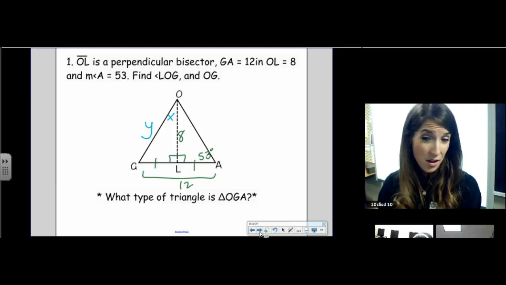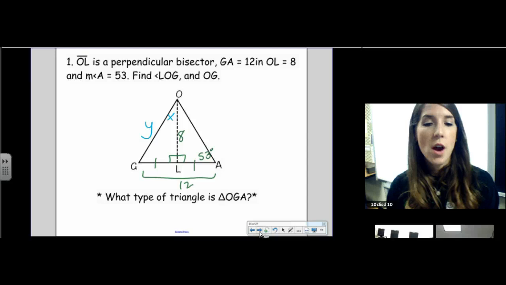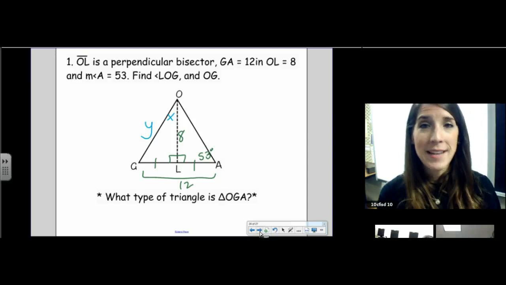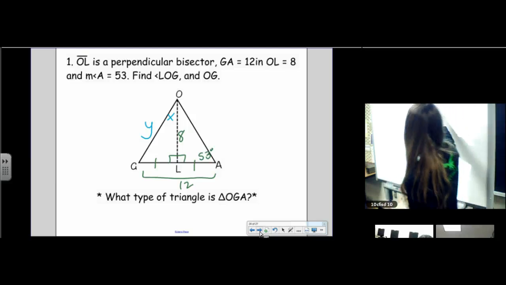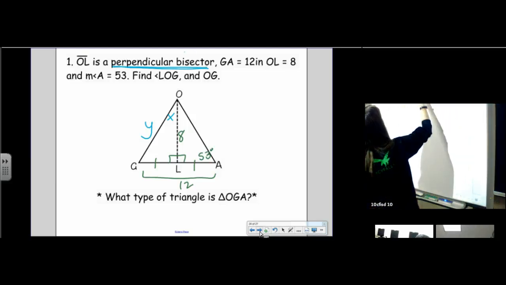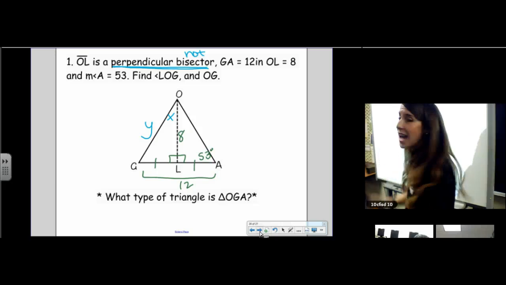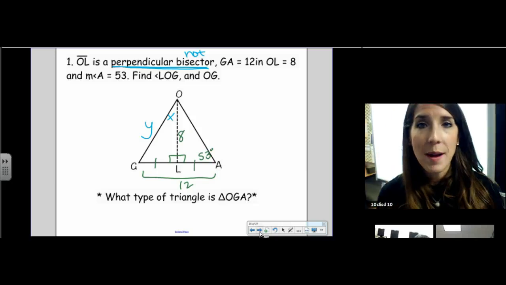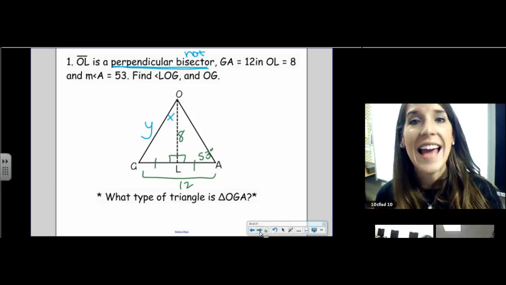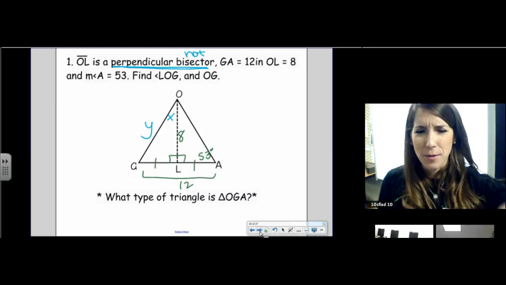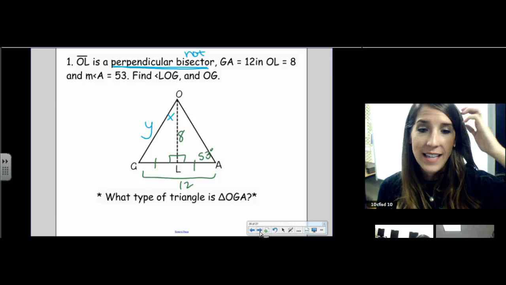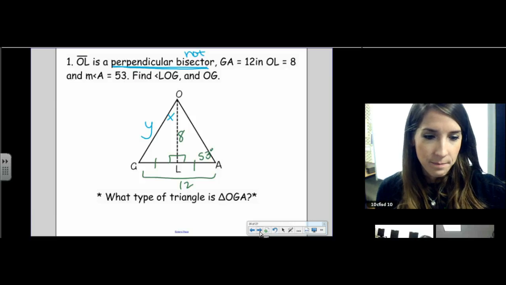This problem has a lot going on. Notice that when a perpendicular bisector goes through a vertex, because it normally does not go through a vertex, when it does, our triangle is special. So that means this triangle is at least isosceles. It might even be equilateral. We don't know yet. Well, it's not equilateral because of the 53. So it's at least isosceles.